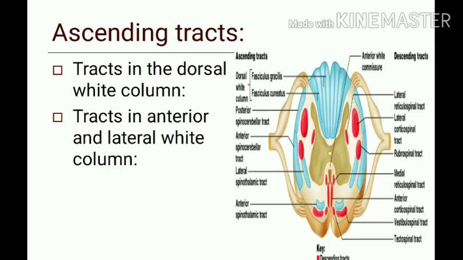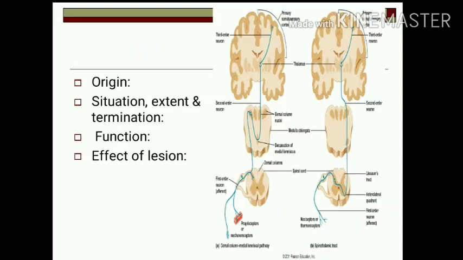Today we'll discuss some ascending tracts. We will discuss tracts in the dorsal white column and tracts in the anterior and lateral white column. At the end of this class, you will be able to know about origin, situation, extent and termination, function and effect of lesion of dorsal column medial lemniscus pathway and spinothalamic tract.